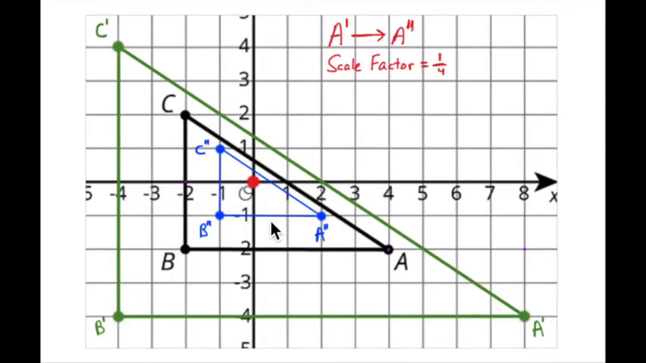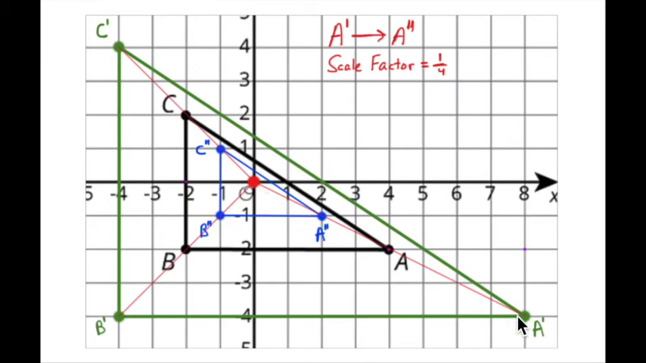Then the last question is: is the blue triangle, the double primes, a dilation of the green triangle, A prime, B prime, C prime? And the answer to that is yes. If you drew lines from the center of dilation to each of the corresponding vertices, it's a straight line that goes through each of those points. So that tells you that it's a dilation. And also a dilation of a dilation is going to be a dilation of the beginning figure.